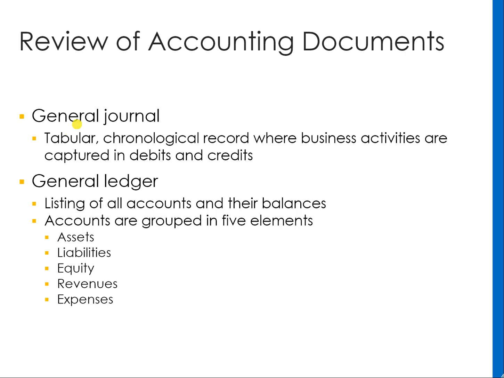So what is a general ledger? General ledger is listing all accounts and their balances, just like a book holding all the pages. Pages means accounts. We call this the general ledger. Then general journal. General journal is just a chronological record of business activities. We call this the general journal.